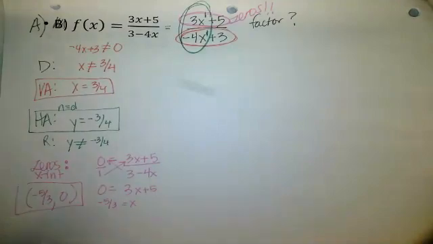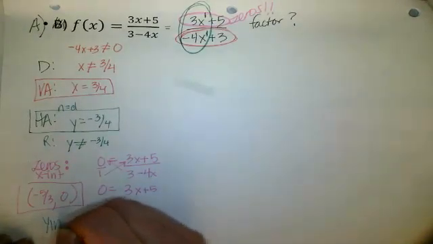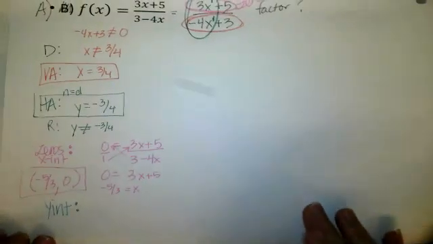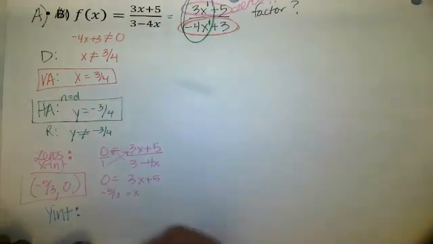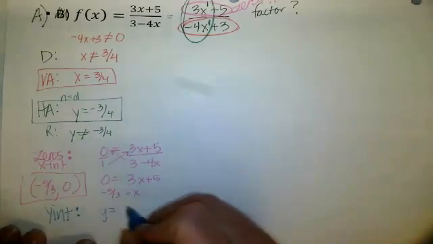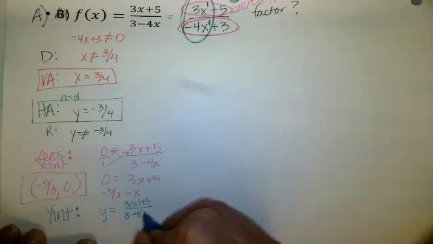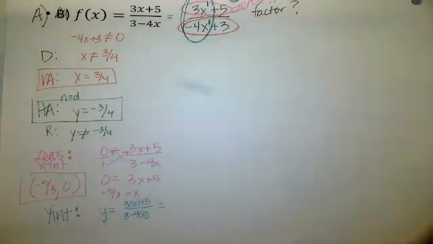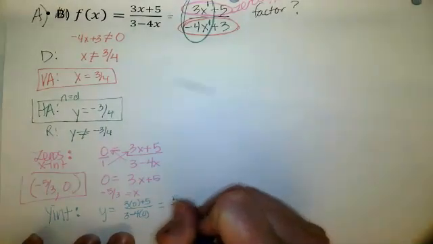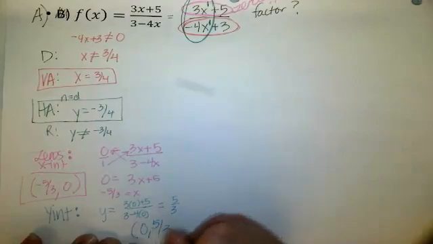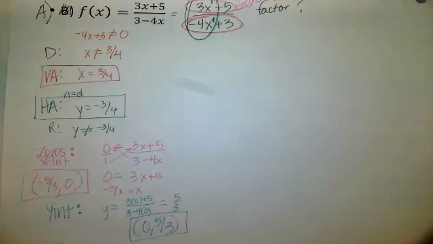I also want to find the y-intercept, since it's a good thing to know how to do. How do you find a y-intercept? Set x equal to 0. So we have y equals (3 times 0 plus 5) over (3 minus 4 times 0). Again, an easy thing to do when you're plugging in zeros. We're left with 5/3. So my y-intercept turns out to be 0 for x and 5/3 for y. That's another ordered pair that we could graph.